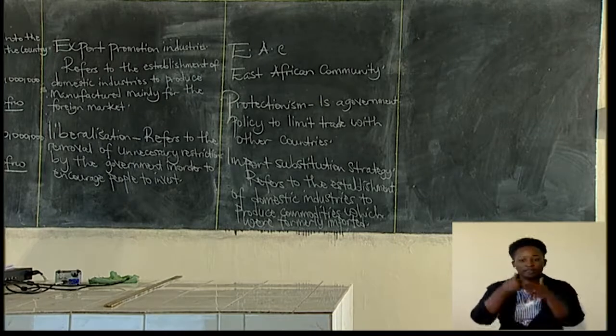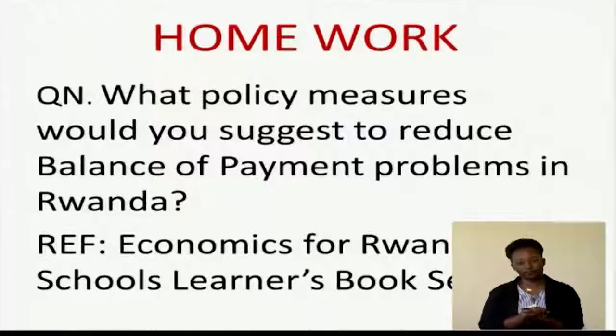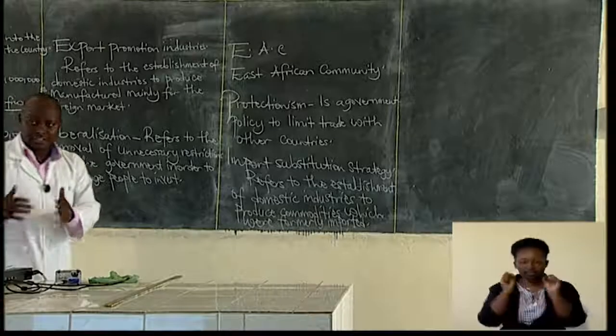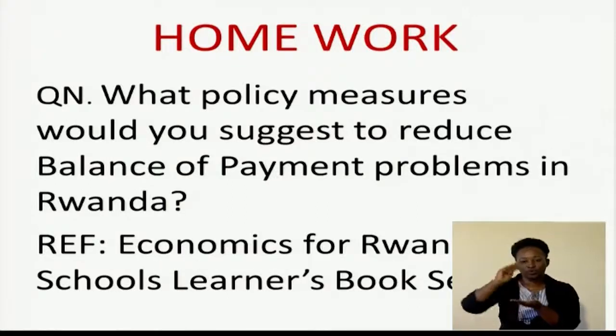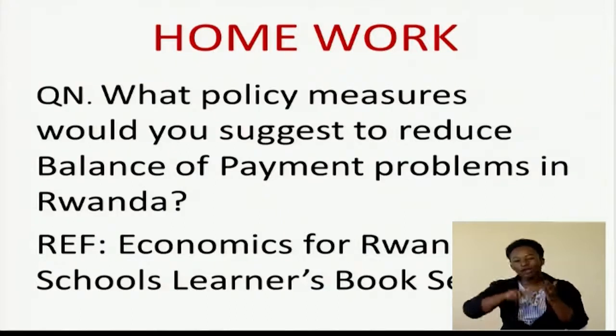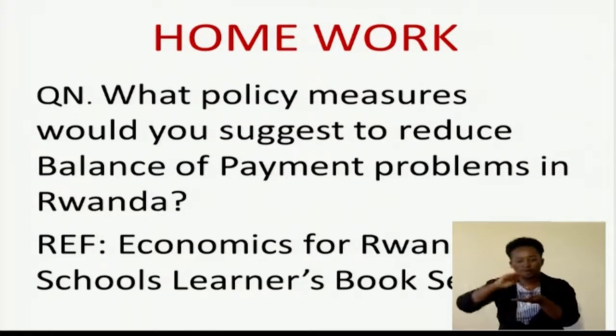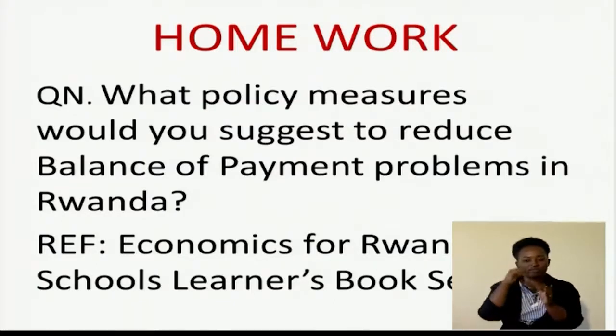Before we end the lesson, learners, I have a homework question. As you're writing this question, I can read through the question. The question is, what policy measures would you suggest to reduce balance of payment problems in Rwanda? What could be those measures?